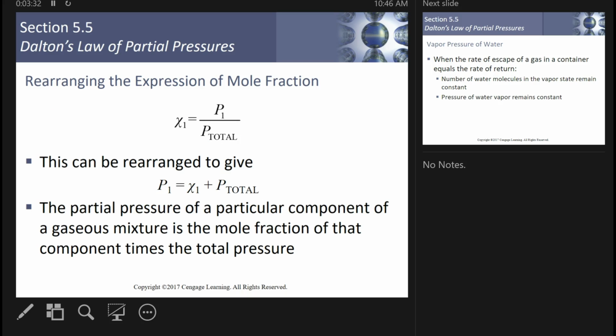So when we write the mole fractions, just write something over something. Mole fractions are represented by X. Partial pressures are represented by P with their subscripts. So you can rearrange it so the partial pressure is the mole fraction times the total pressure.